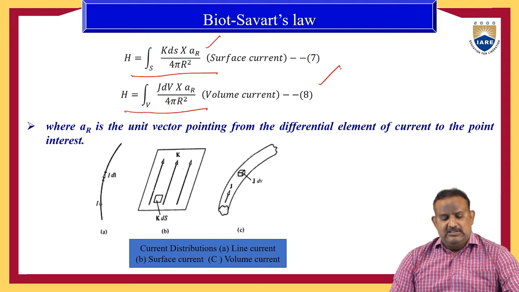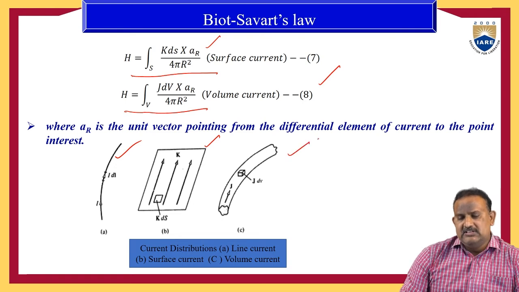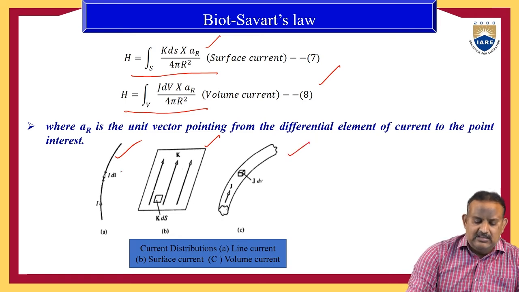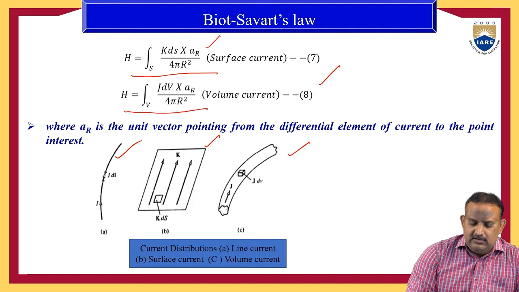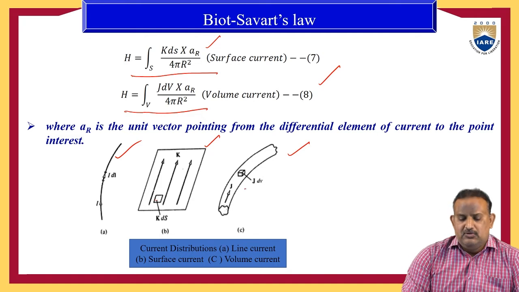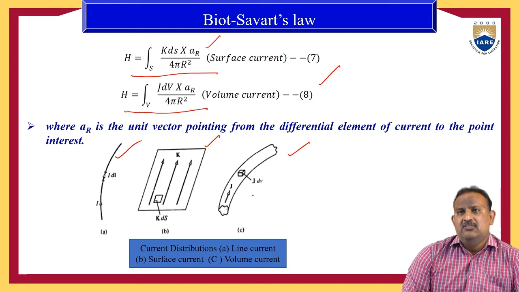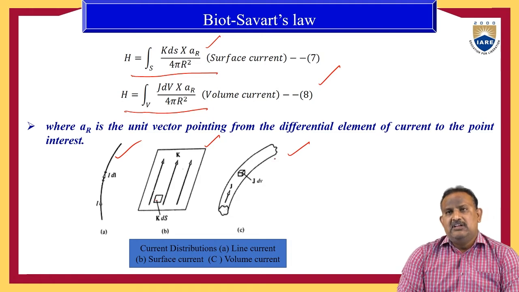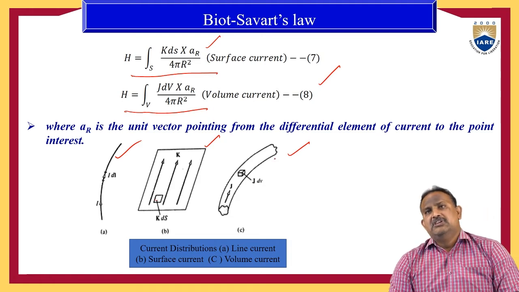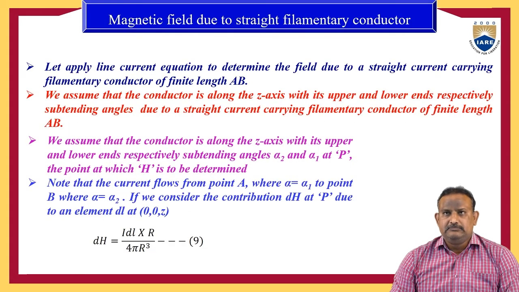Here we can observe the line current, surface current, and volume current from these three figures. It is a line current along a line, a surface current over a particular surface, and a volume current throughout a volume. So this is about the Biot-Savart's law using line current, surface current, and volume current.